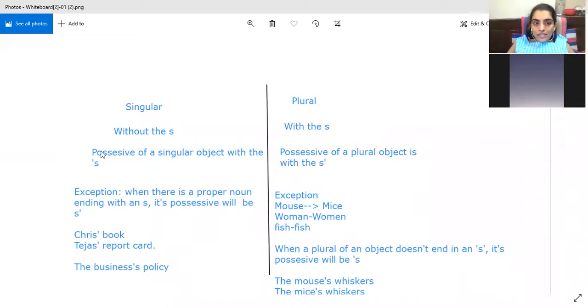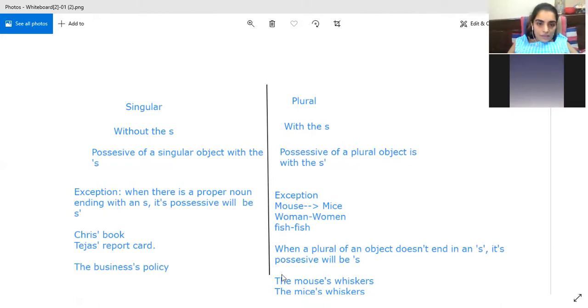So if the singular noun is a proper noun ending in an S, then you can use S apostrophe, like Chris's books or Tejas's report card, or even Shreyas's books, right? Because your name is a proper noun and it ends in an S. And similarly with plural, if there is a plural that doesn't end in an S, then it's going to be S apostrophe S, like the mouse's whiskers, but the mice's whiskers, because mice is the plural of mouse but doesn't end in an S.